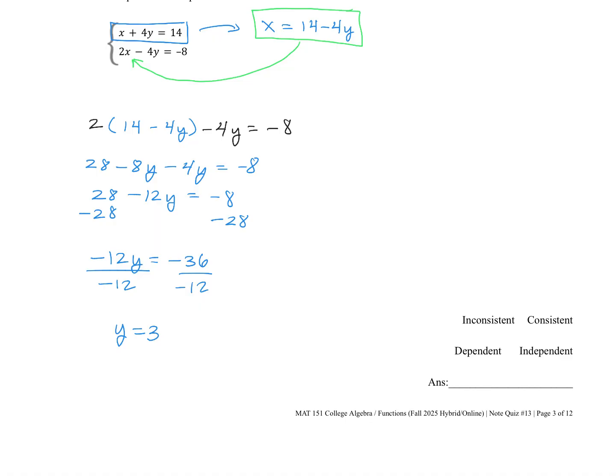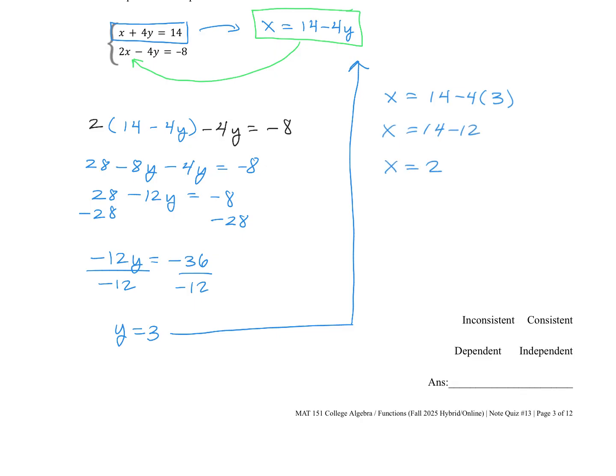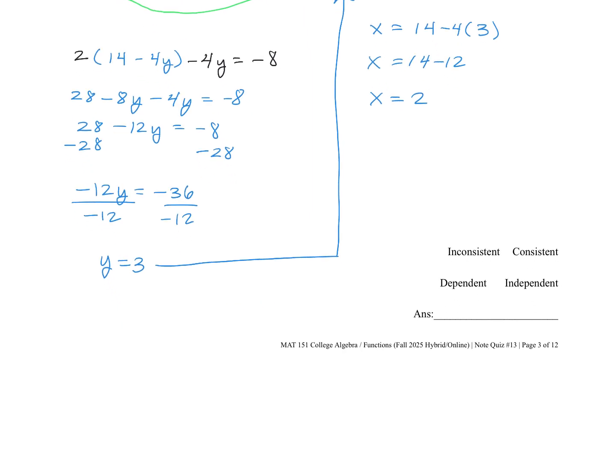Because we want a solution for a system, we also have to go back and get the x number. And you will notice when you're doing substitution, it's very nice because you already have a formula for x. So x is just going to be 14 minus 4 times the 3 we just found. So x is 14 minus 12, or just 2. So your solution is the ordered pair 2, 3.